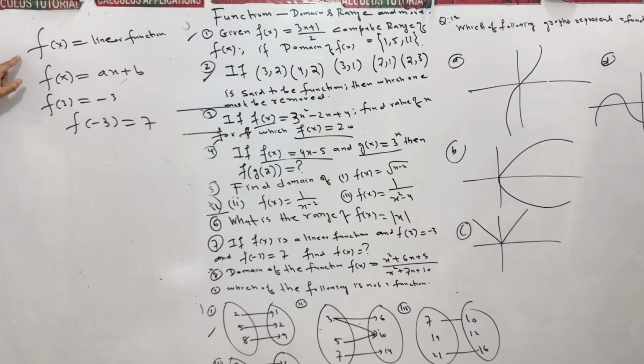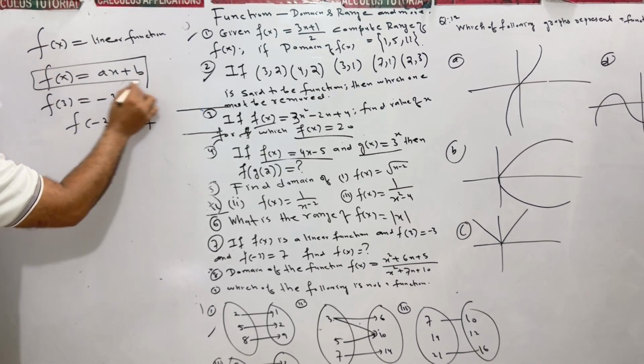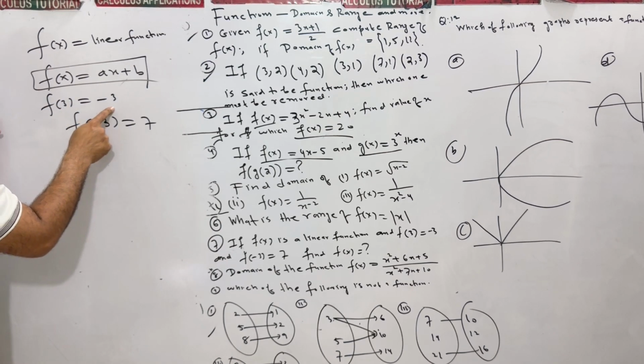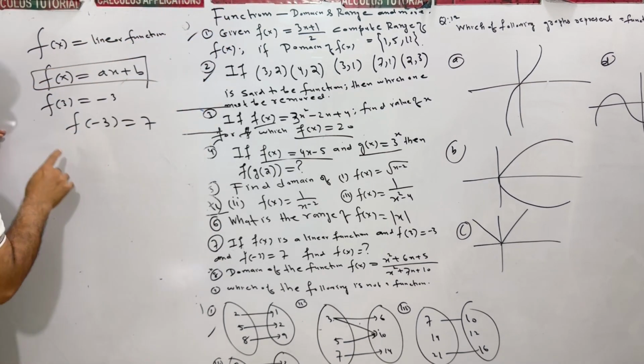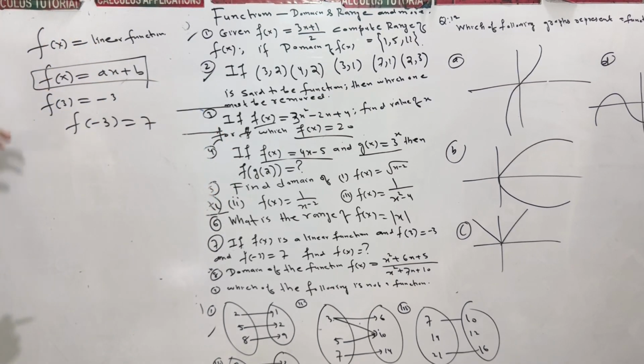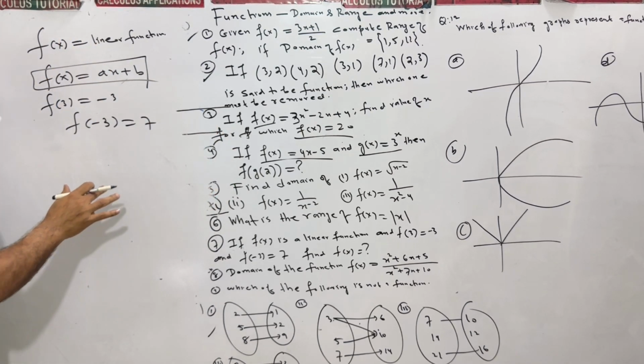Here f of x is a linear function. I have written the general form of linear function. If options are present, just put x is equal to 3; if the result is minus 3, that's your option. If you put x is equal to minus 3, and the result is 7, it's your option. Or for a more orthodox or subjective type question, how to solve this?